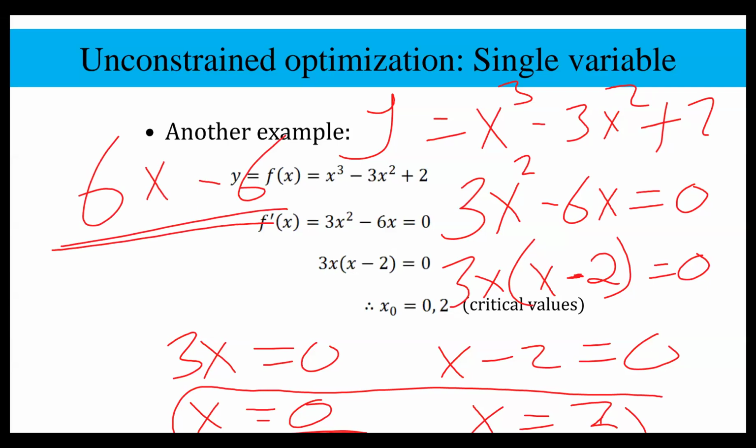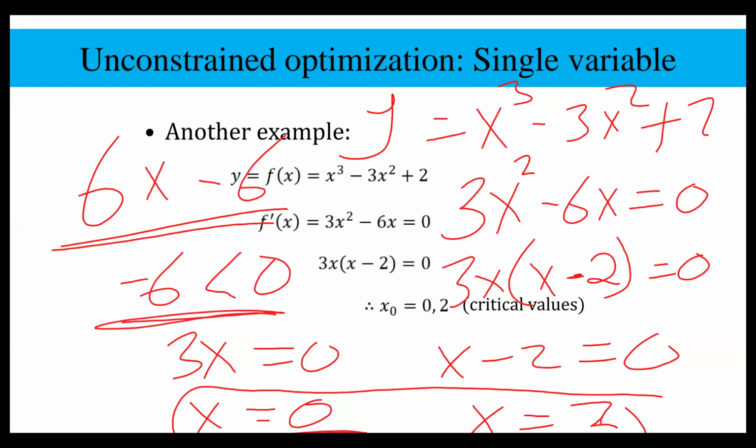We substitute the values of x in the second derivative. Which one do we substitute first? We can start with 0. When you substitute, we'll have -6, which is less than 0, which means that at 0 the function is a maximum.